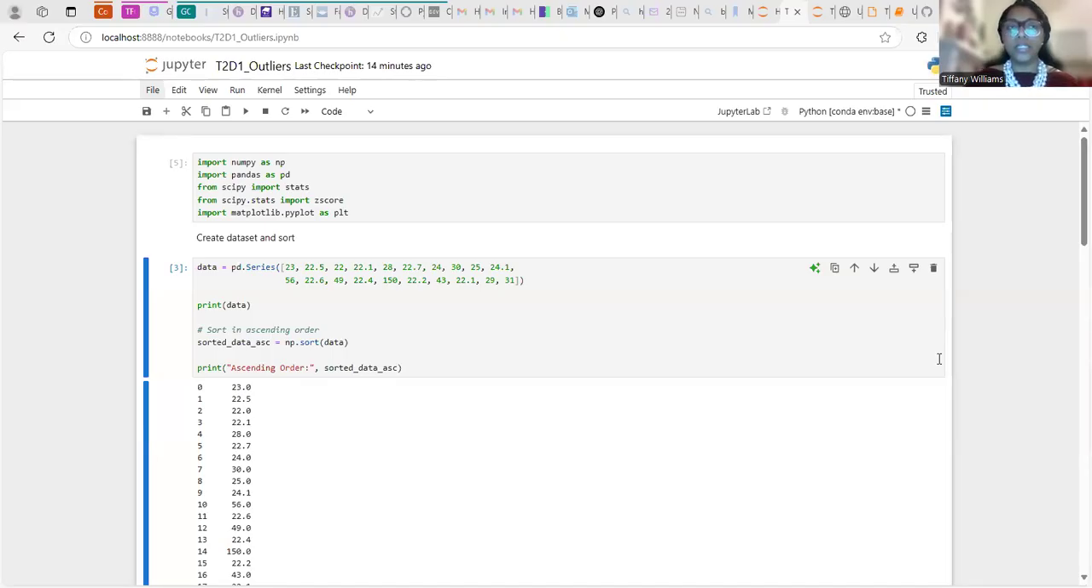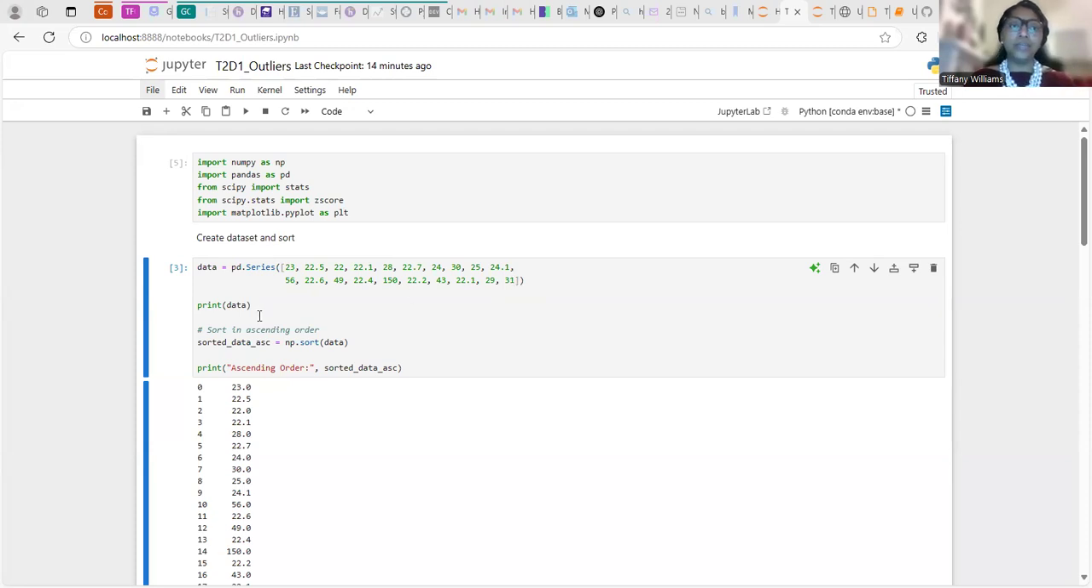Hello, I will be discussing my outliers topic discussion one for this week. As you can see, I imported first the appropriate libraries, NumPy, Pandas, SciPy, as well as Matplotlib. And I created a data series because I only have a one-dimensional array, so I just left it as a series using Pandas. These are the distances of 3-point shots.